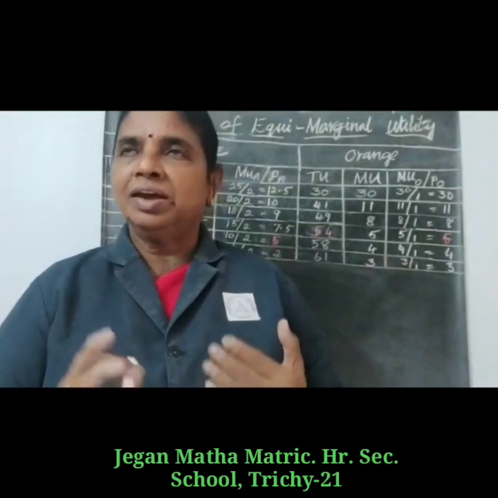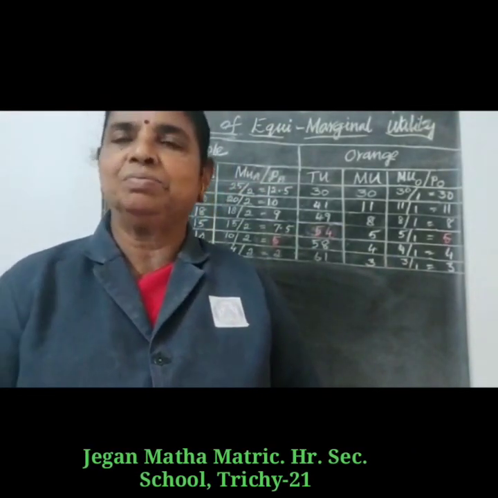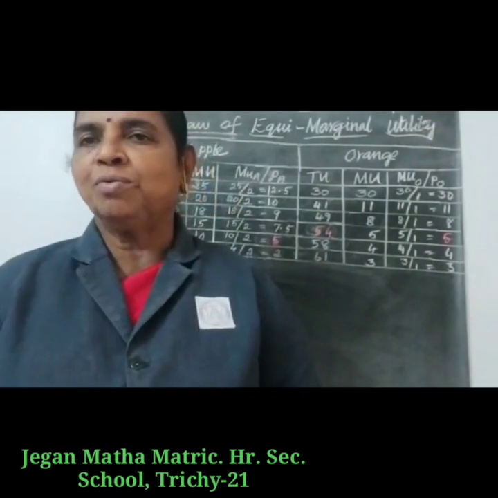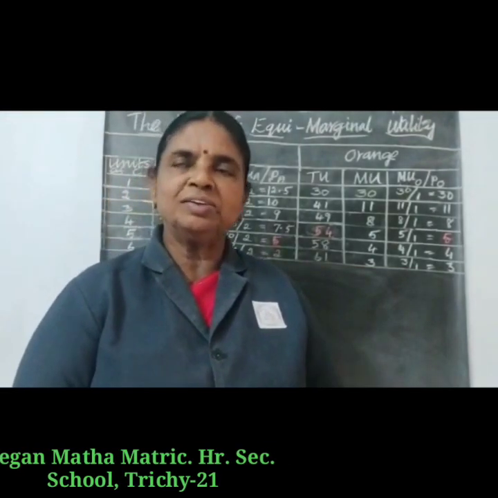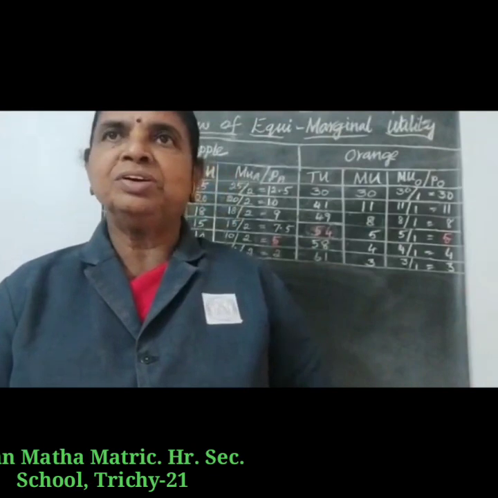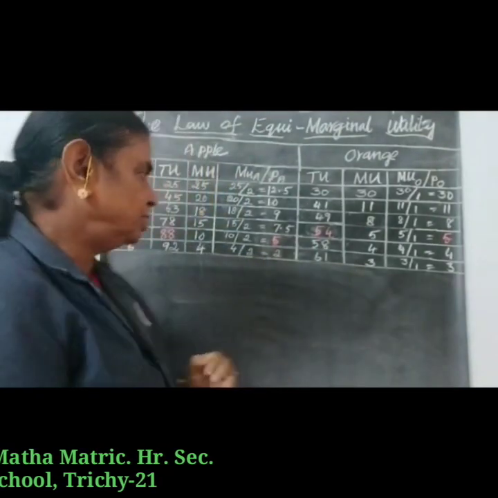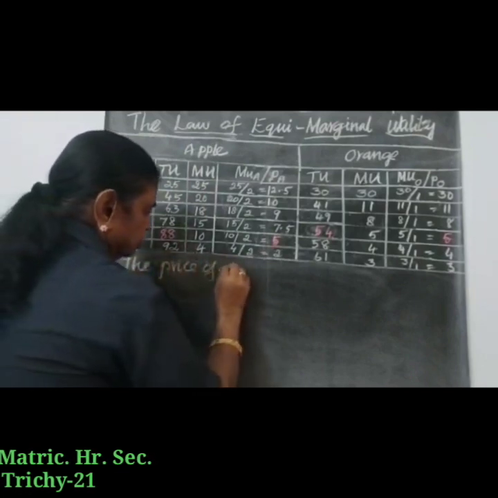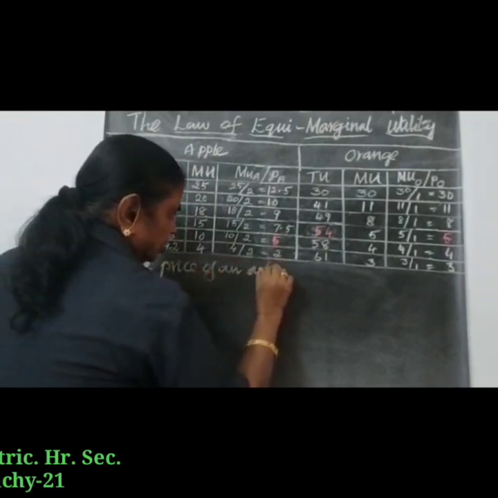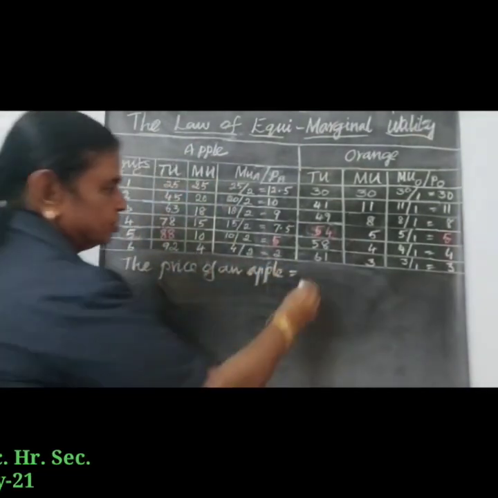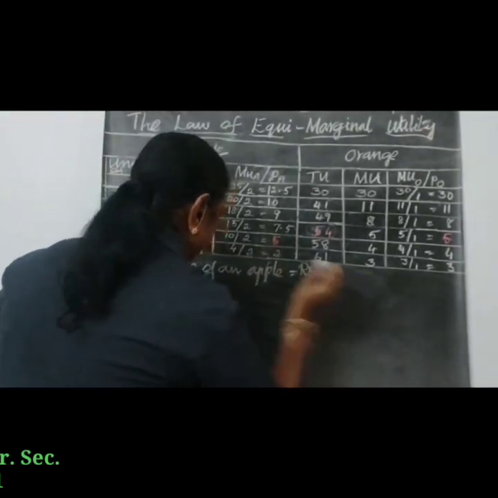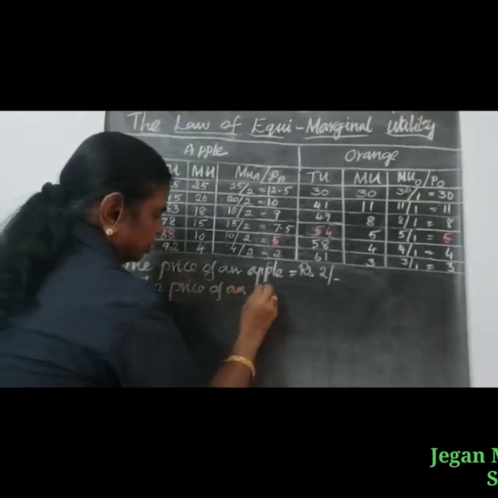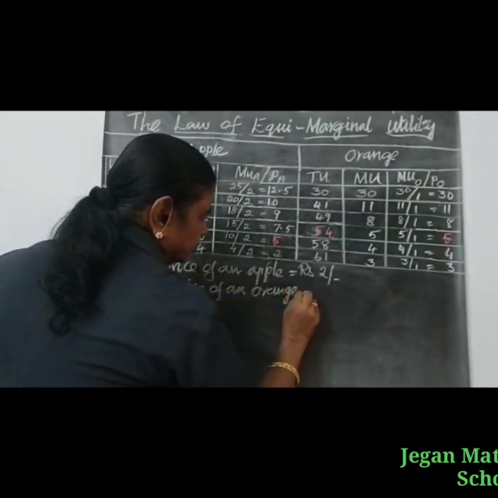This law can be illustrated with the help of a table and diagram. Let us assume that the consumer has a given income of rupees 14. He wants to spend the entire income on apple and orange. The price of an apple is rupees 2, and the price of an orange is rupees 1.